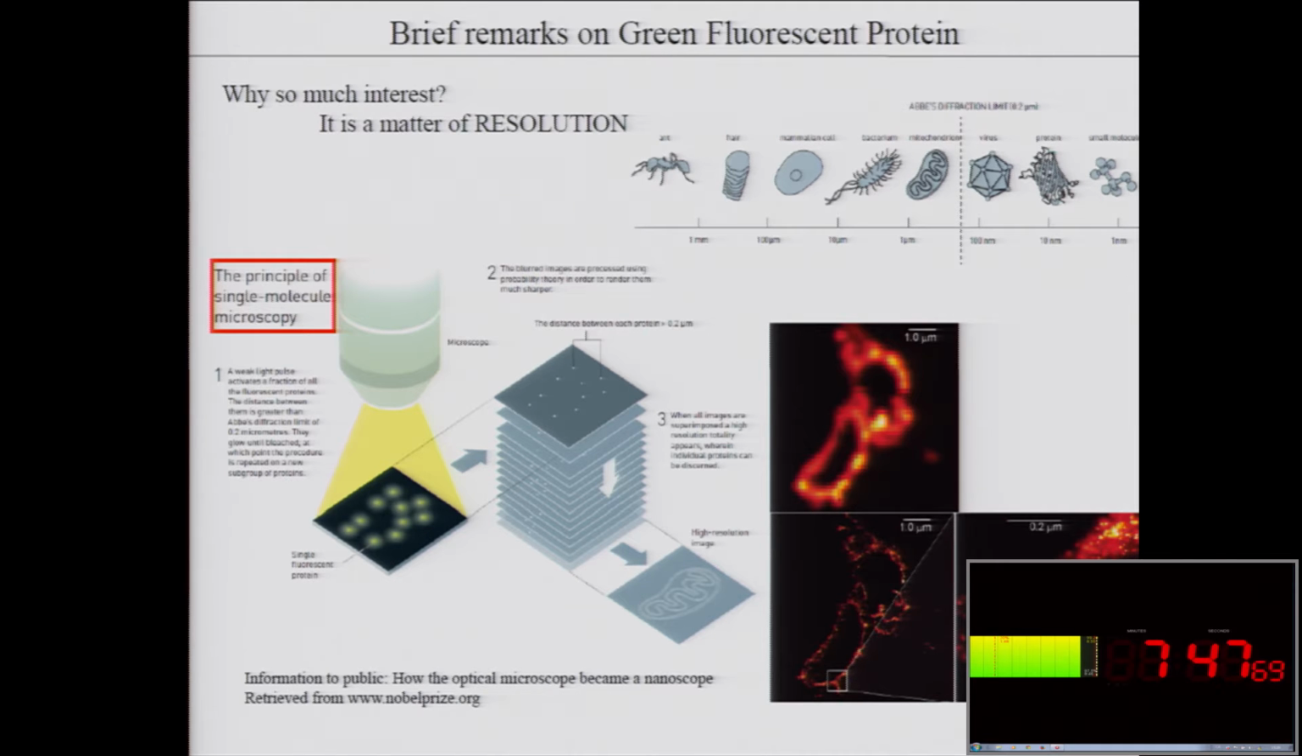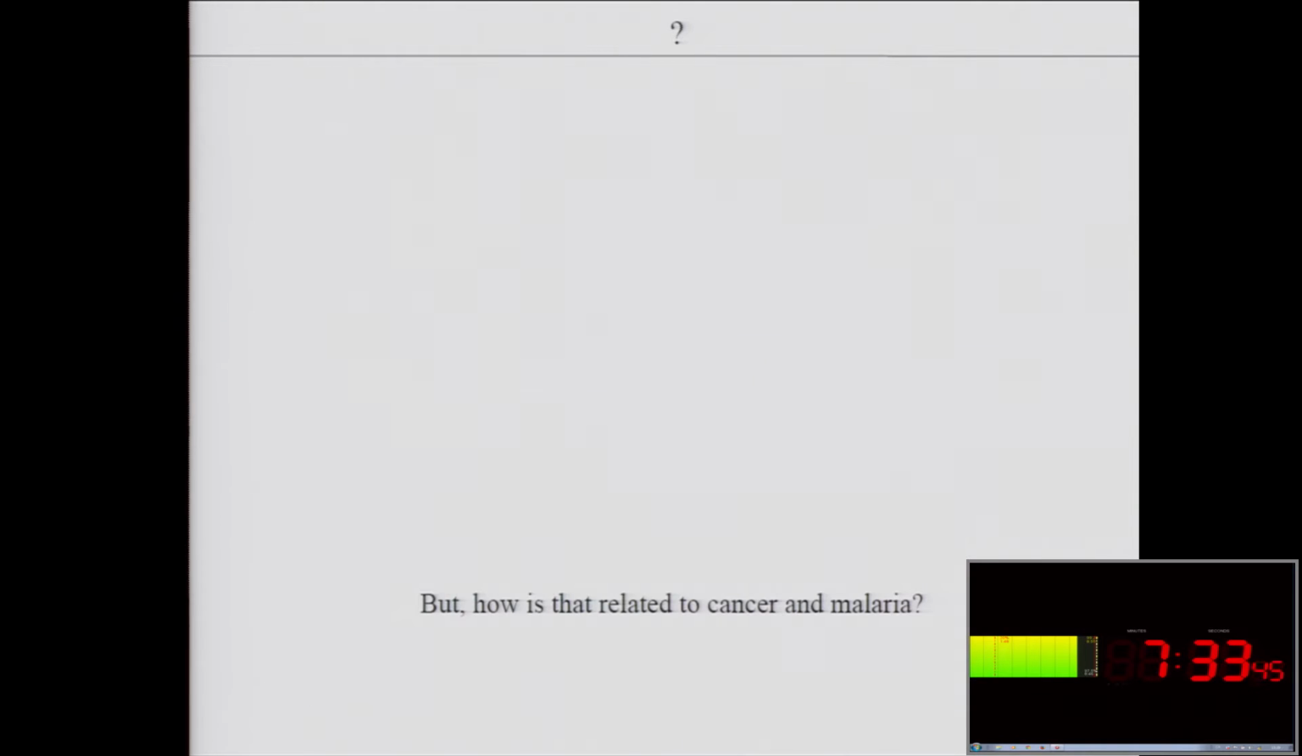And as a matter of fact, you can compare these two images, the uppermost image taken with conventional techniques, and the one below it with this new technique. And the improvement is obvious. Okay, but that's not really related to what we are going to talk about. And therefore, the question is, how is this related to cancer and malaria and reactivity? That is the topic of the talk.